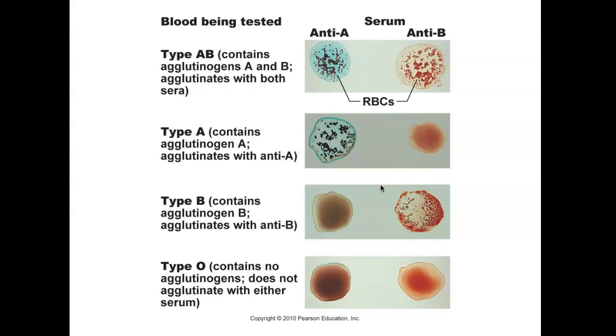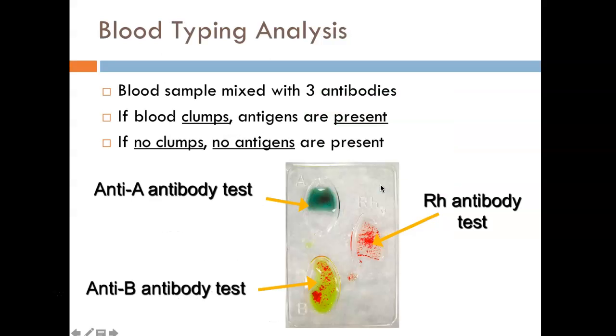All right, and this slide right here, you may want to take a picture of this. This tells you what your results would mean. Again, this is telling you what you do. Your anti-A is the blue liquid, anti-B is the yellow liquid, and then the RH is the clear one. And your card tells you where to put each one.